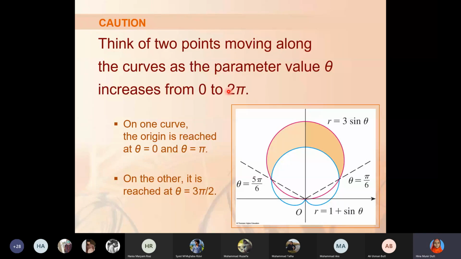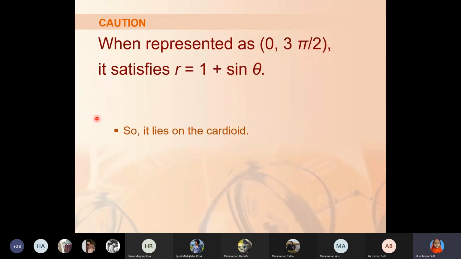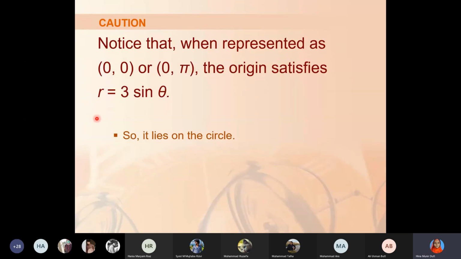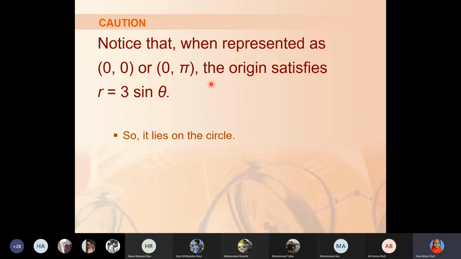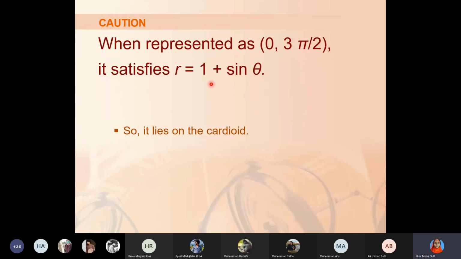But they do not appear in the simultaneous solution because these three points are not the simultaneous solution of these two curves. That's why they do not appear in the simultaneous solution, but they are the points of intersection of these two curves. (0, 0), (0, pi), (0, 3 pi by 2) do not simultaneously satisfy r equal to 1 plus sine theta and r equal to 3 sine theta, but they are points of intersection of the curves.